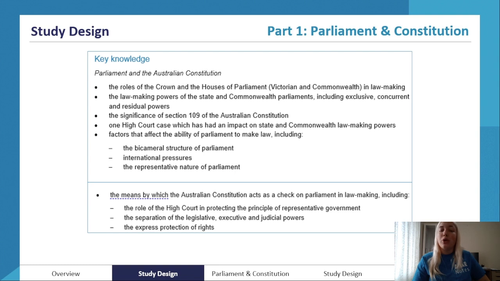So these include the role of the High Court in protecting the principle of representative government, so ensuring those re-elections, ensuring that there are two houses, that's all enshrined in the Constitution. The separation of legislative, executive, and judicial powers.